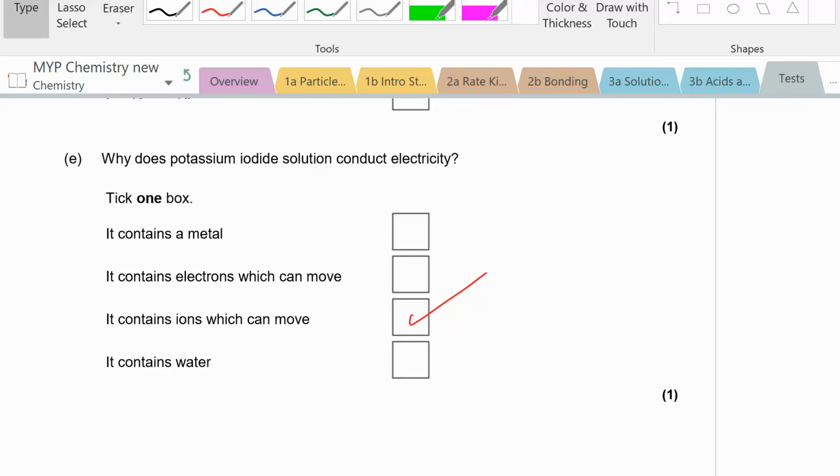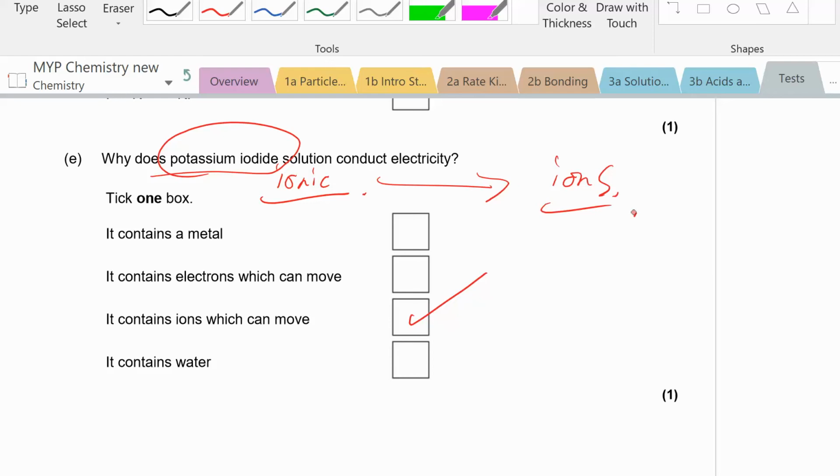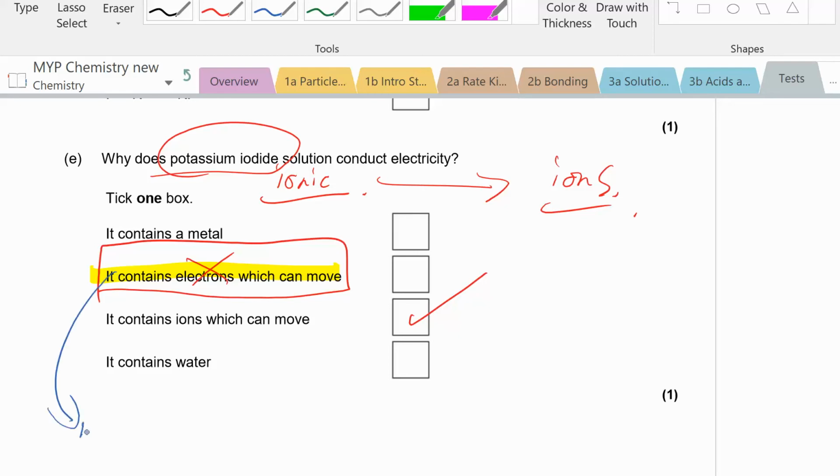Why does potassium iodide solution conduct electricity? Remember this is an ionic compound. Ionic, so it has ions. It's not because it contains a metal. The electrons can move: this isn't true. What I've just highlighted, the electrons can move, only applies in metallic bonding. So the ions which can move is the correct answer.